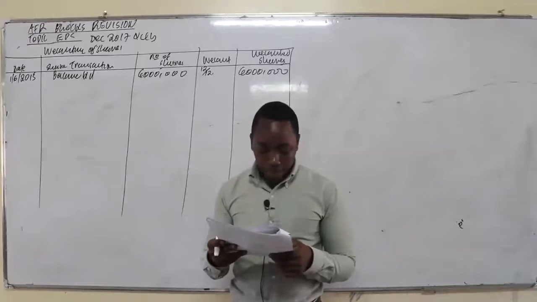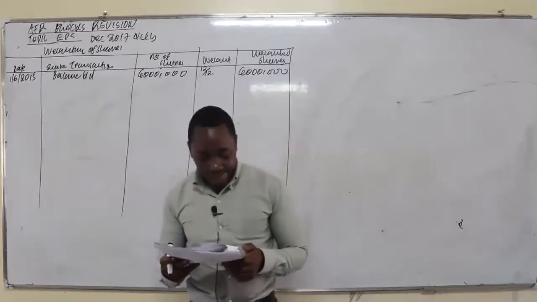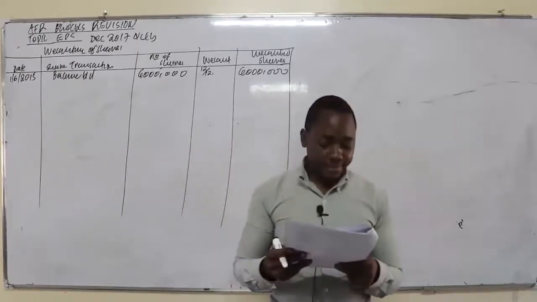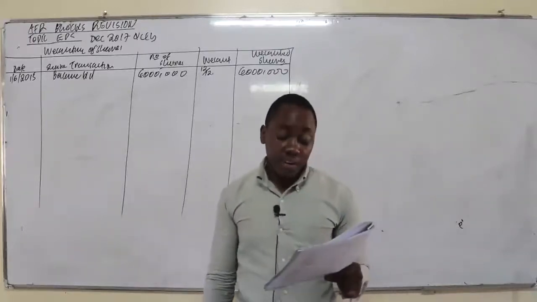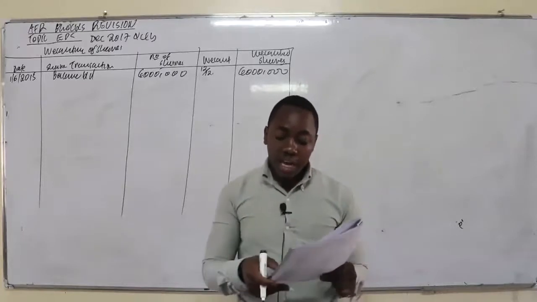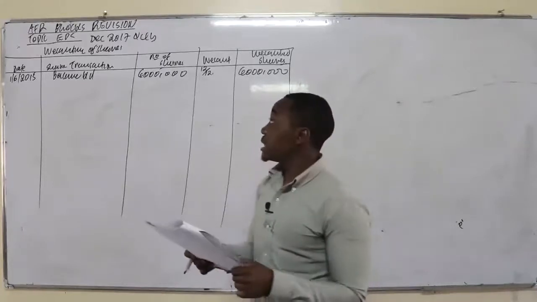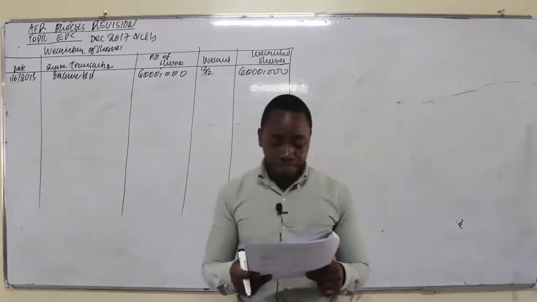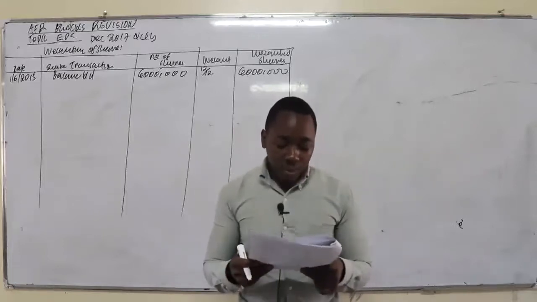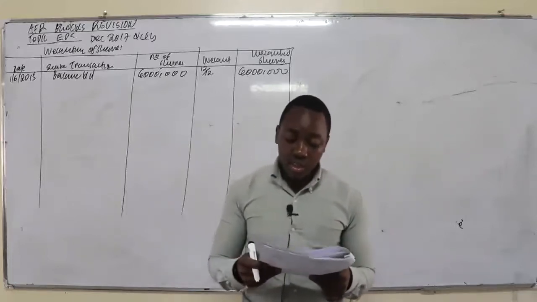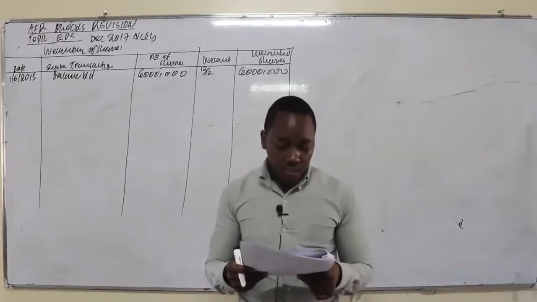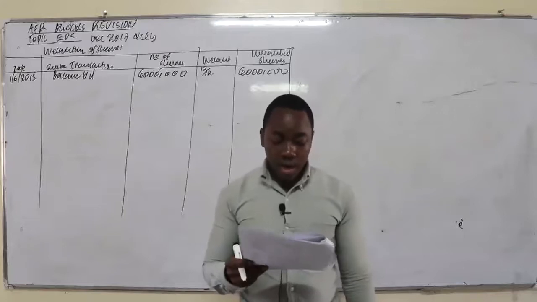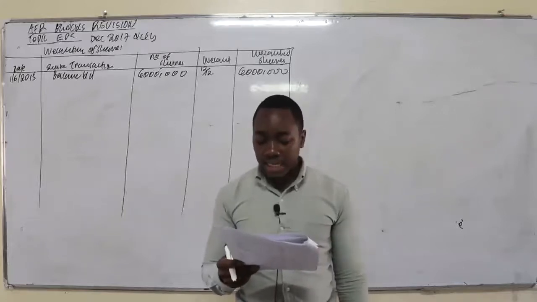Have you noted that? Number three. Convertible loan stock of shillings 20 million at an interest rate of 5% per annum was issued at par on 1st April 2015. Half year interest was payable on 30th September and 1st March each year. Each shillings 1,000 of loan stock was convertible at the holder's option into 300 ordinary shares at any time.